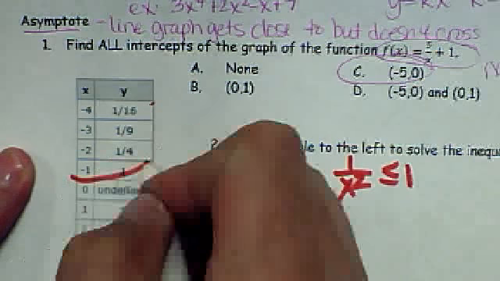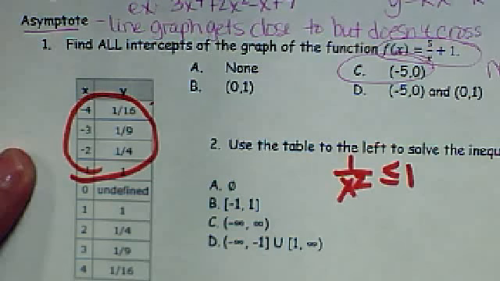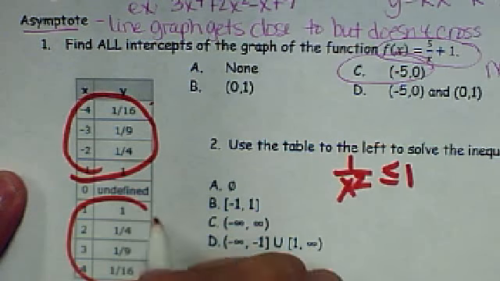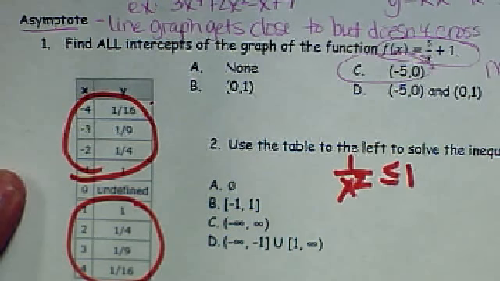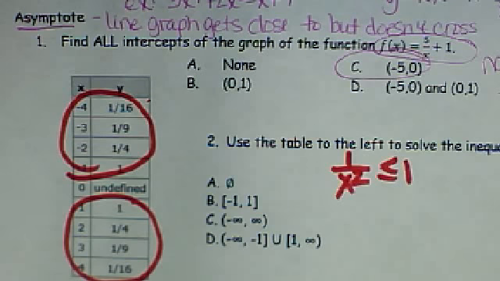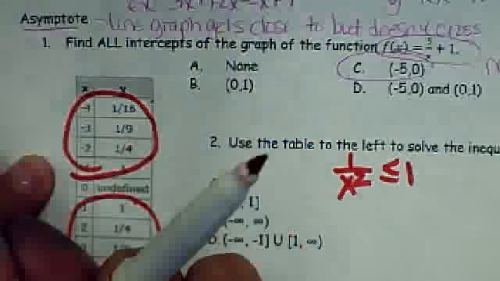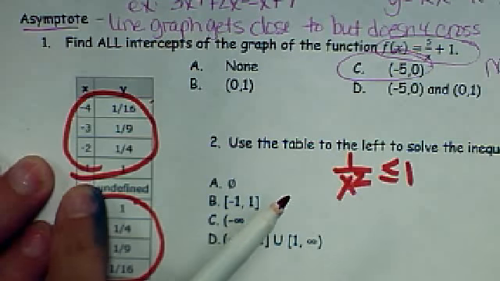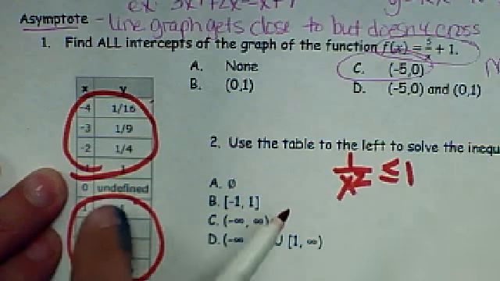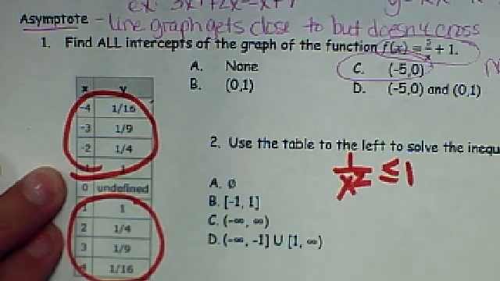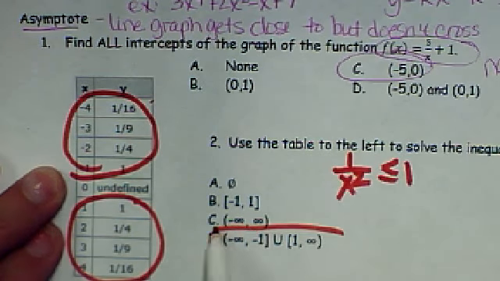It is less than or equal to 1 in this section. It is less than or equal to 1 in this section. So it is in both of those sections except where x is 0. So if I look at my table, it's from negative infinity all the way to negative 1. And then it's from 1 on to positive infinity. So it's answer choice D.